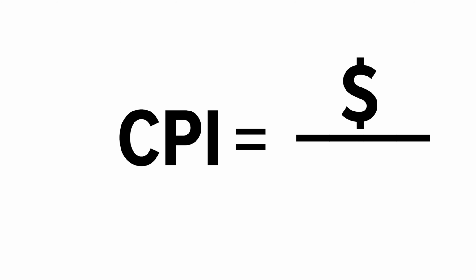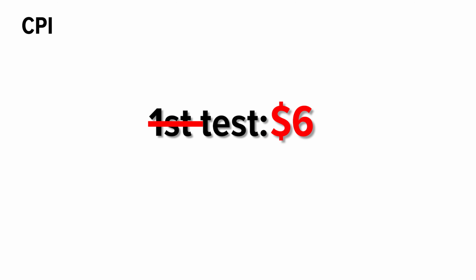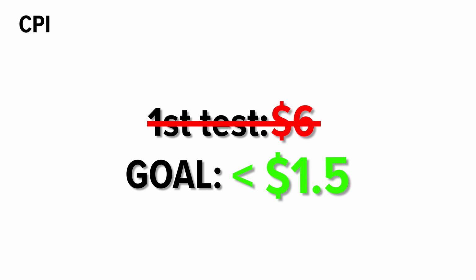Our measurement for marketability is the CPI, or cost per installation, which is basically the money we spend divided by the amount of downloads we get. In our first test we had a CPI of $6, which is way too high. So the goal for today is to reduce our CPI to under $1.50. This may sound really ambitious, so let's find out if this is possible.